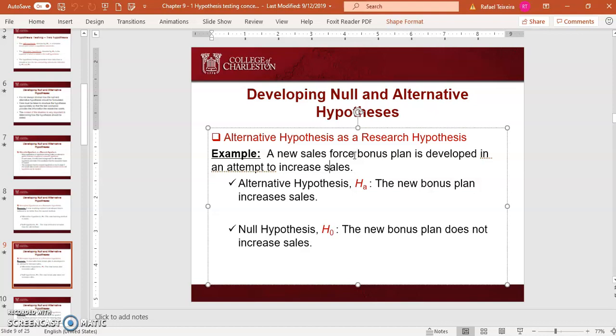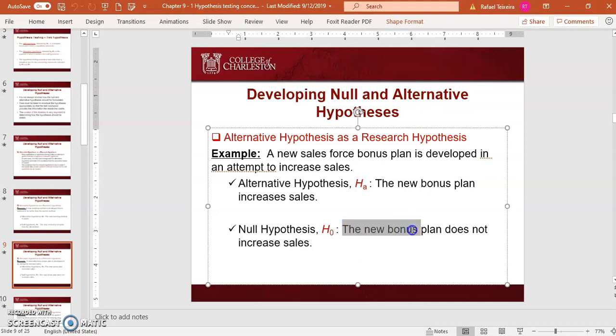And this current bonus plan would be related to the null hypothesis, and the alternative new bonus plan would be described by the alternative hypothesis. Okay, but let's take a look at how the hypothesis is developed. The null says the new bonus plan does not increase sales. We could complement by saying the new bonus plan does not increase sales more than the current Salesforce bonus plan.